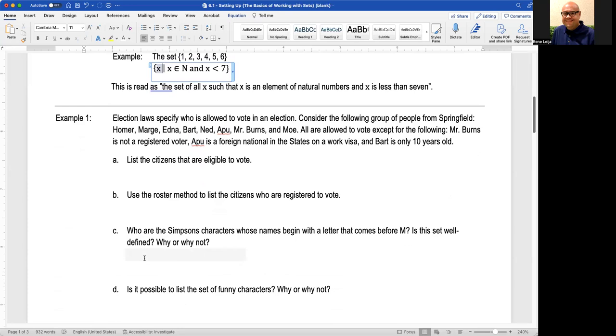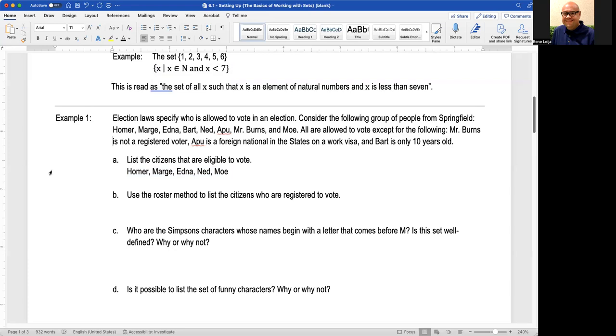And Bart is only 10 years old. So the first example, they want us to list the citizens that are eligible to vote. I've already typed this up, so I'm just going to unhide everything. Here, all they want is the list of citizens that are eligible to vote, and that's it.